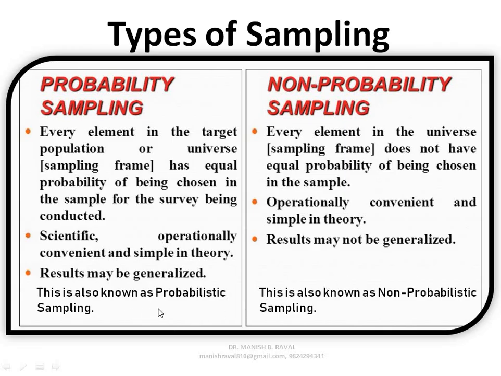Now another thing that you must remember is, popularly it is known as probability sampling, but its correct name is probabilistic sampling. Probability sampling is also known as probabilistic sampling, and non-probability sampling is also known as non-probabilistic sampling. So you need to remember these two names also. So these are the two major types of sampling.